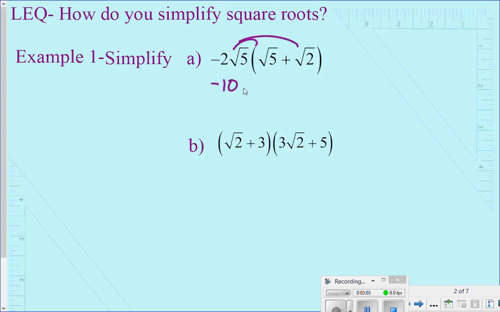Next, negative 2 times root 5 times root 2. Well, root 5 times root 2 is root 10, so negative 2 root 10. Negative 10 minus that. Those are not like terms, therefore I cannot combine them.